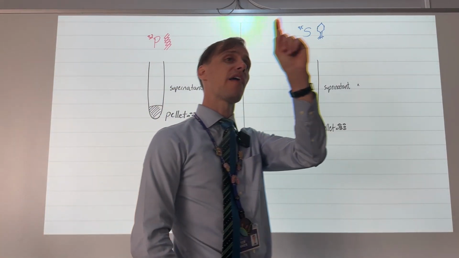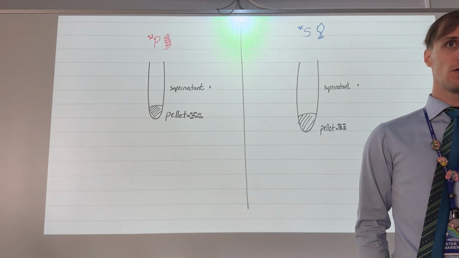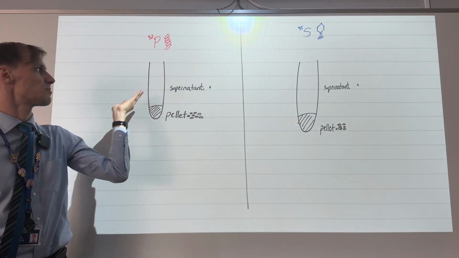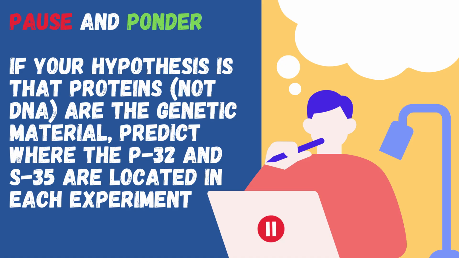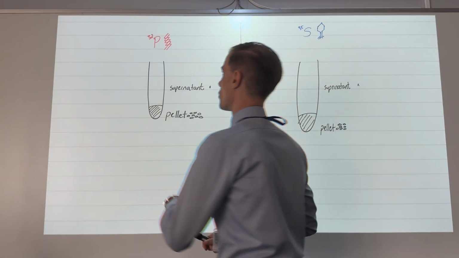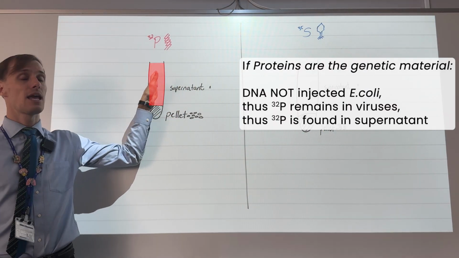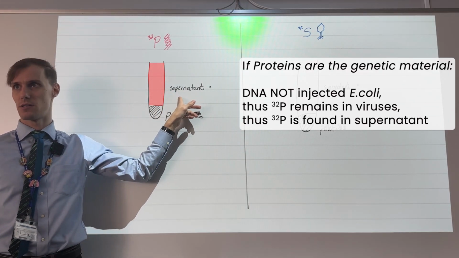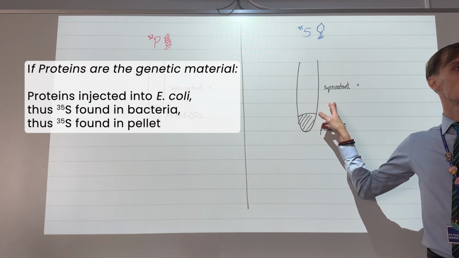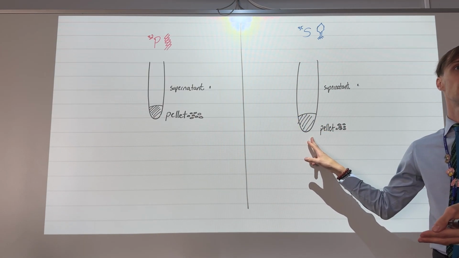If you hypothesize that proteins are the genetic material, where should the radioactive phosphorus be here, and where should the radioactive sulfur be? Where should radioactive phosphorus be here? In the supernatant. DNA was not being injected into the bacteria, so it remained in the viruses. If proteins were the genetic material, the radioactive sulfur would be in the pellet, because proteins were being injected into the bacteria.